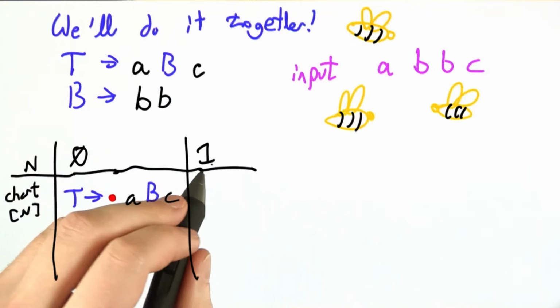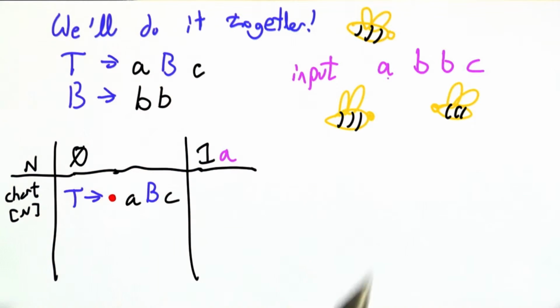Now let's say we've seen one part of the input. We've seen the first token, A. Well, that matches up exactly with the token we were expecting to the right of the red dot, so we get to shift over it.